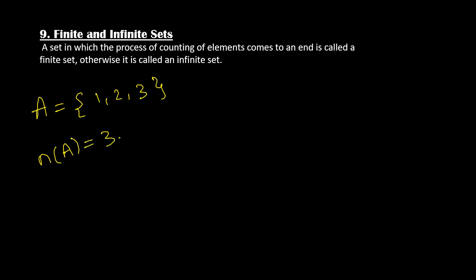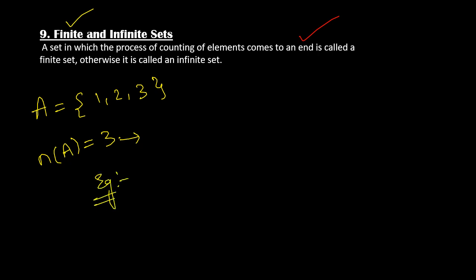So if the number of elements in a set A is finite, which we can count, we will call it a finite set. Which is not, we are not able to count, we will call it an infinite set. You can check the example here. See here what I have written. Definition: a set in which the process of counting elements comes to an end, means if you can count it, obviously it is a finite set. Whether if you are not able to count it, it is an infinite set. Any doubts in this?